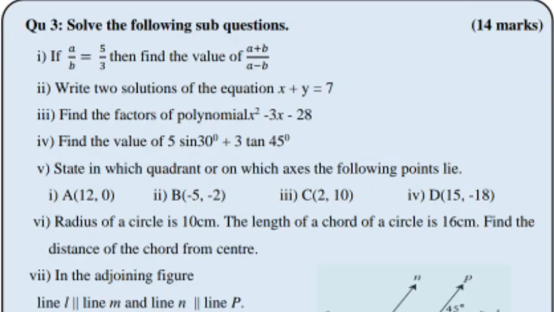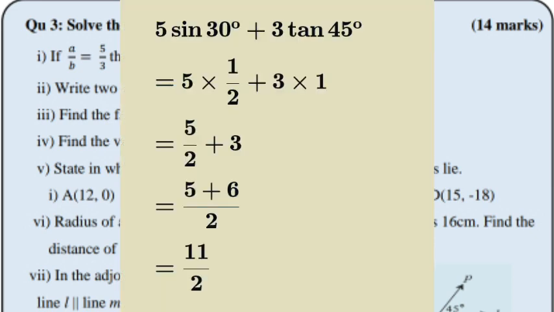Now next question, third. Fourth, find the value of 5 sin 30 degree plus 3 tan 45 degree. So put the value of sin 30 degree, which is 1 upon 2, and tan 45 degree, which is 1, in the equation. So after solving the equation, we get the answer as 11 upon 2.